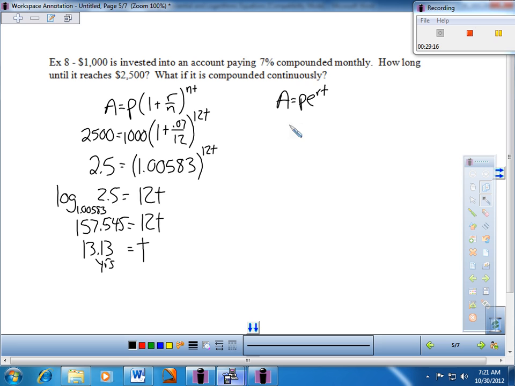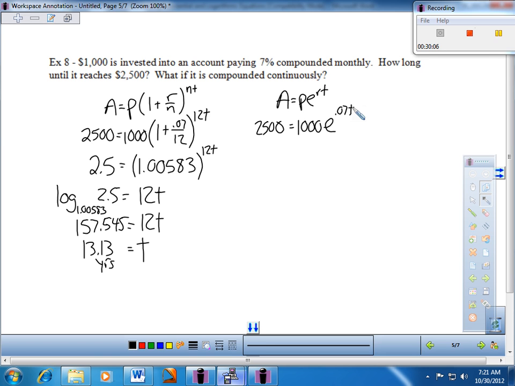What if it's compounded continuously? So let's take a look at this and think about this for a moment as I'm writing this in place. So 1,000 getting up to 2,500, e raised to the 0.07 times t. That's the nice thing about this particular formula. It's a little more straightforward, a little more concise. But again, this is only for continuous compounding.